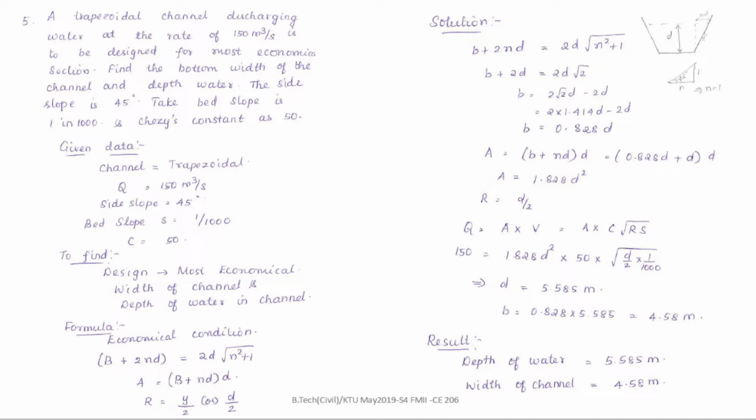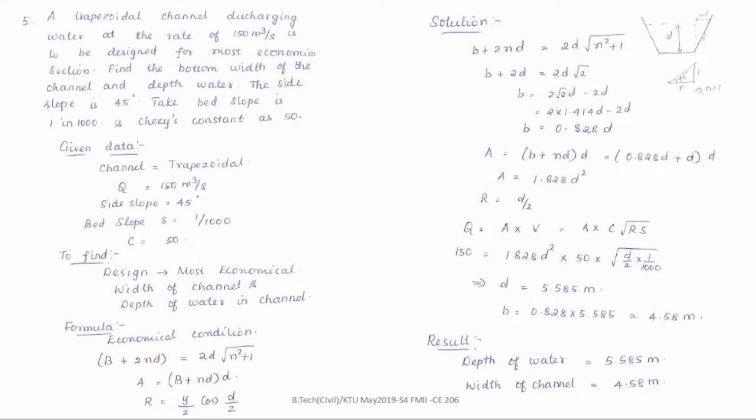What we have to find? We have to find the width of the channel as well as the depth of the channel, depth of the water in the channel. That is, we have to design the channel for a maximum discharge at low cost. That is the main concept in the most economical section, is it? That is, we have to design a channel with low cost, but we have to get a most discharge. That is the main thing.